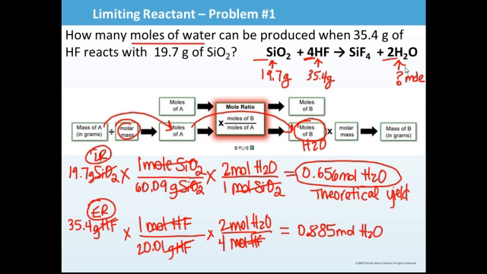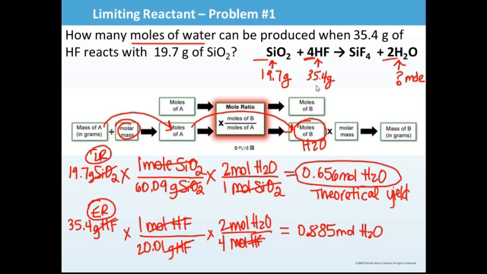So when this reaction occurs, I'm going to use all of my silicon dioxide. I'm going to make 0.656 moles of water, and I'm going to make some SiF4, and I could do another stoichiometry problem and calculate how much of that I'm going to make too. And then I'm going to have some HF left over. So that in a nutshell is limiting reactant. There are tons of questions that we can ask you about it.